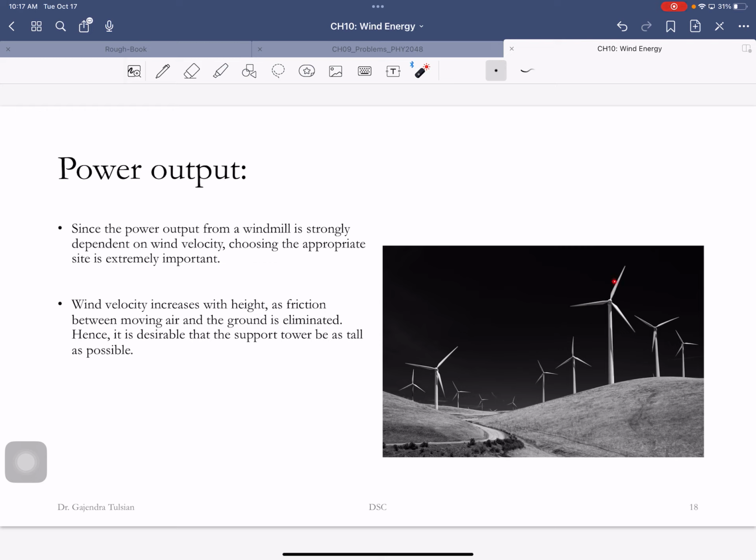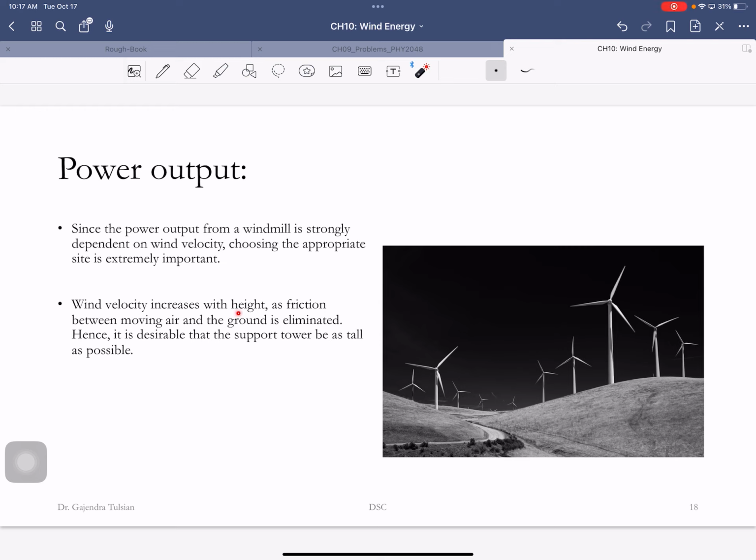What is the price you're paying? Maintenance costs are a little higher. You've got to climb up higher and things like that. But if you capture more energy, let's say you capture $20 worth more energy by building a higher tower, and your expenses go up by $5, you're going to build a higher tower.